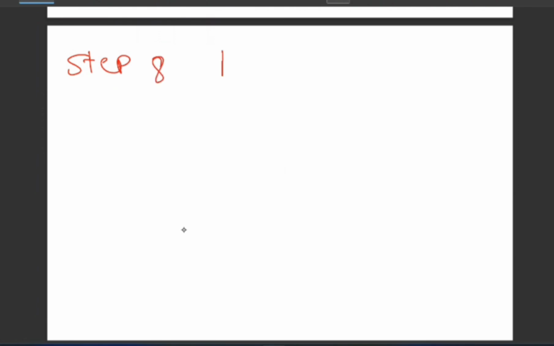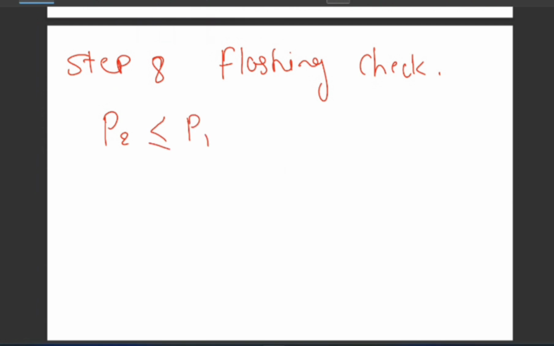Step 8, flashing check. Flashing means generation of vapors, when the downstream pressure is at or below vapor pressure. If it is decreasing below vapor pressure, flashing will occur. Flashing means vapor can form, boiling can form. So if your P2 is less than PV, flashing occurs. Here P2 is 6.013, and it is greater than 0.032, so no flashing.